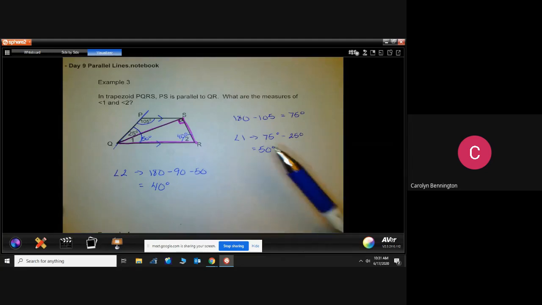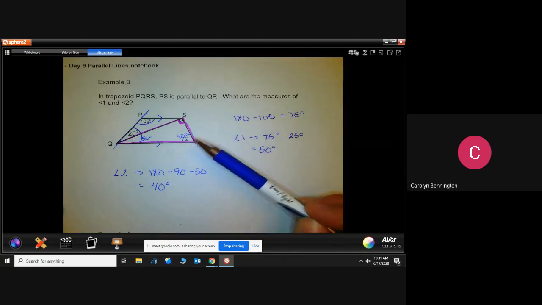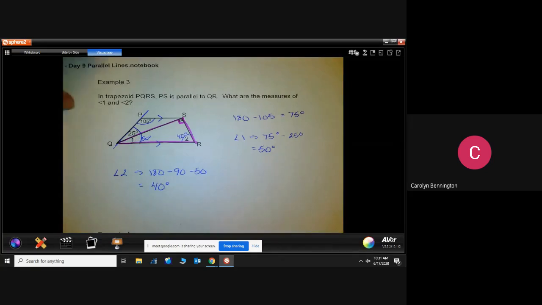Okay, so again, this is not drawn to scale, so just make sure that you are happy with your calculations and you're not focusing on what the diagram looks like.